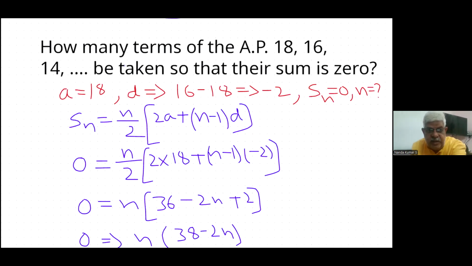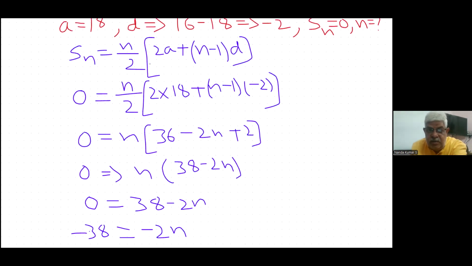Now children, the next numerical we are discussing is: how many terms of the AP 18, 16, 14, etc. must be taken so that their sum is 0. Understand the question properly: Sn equals 0. Sum of the terms means Sn is 0, a is 18, d is 16 minus 18, which gives you negative 2, and the number of terms you have to find. Recall the formula for Sn, children: Sn equals n by 2 multiplied by 2a plus n minus 1 into d. So substitute the values. The sum of the terms is 0.